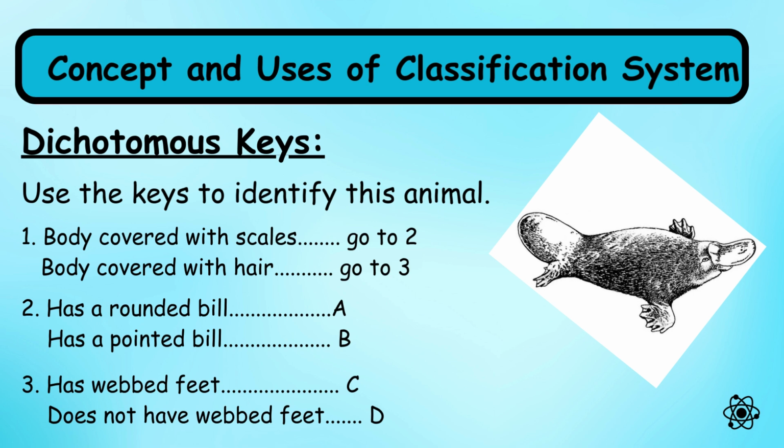So, we must go to 3. The descriptions in number 3 are has webbed feet or does not have webbed feet. You may notice that the organism has webbed feet. Therefore, the answer is C.